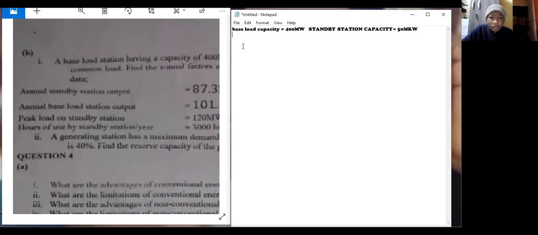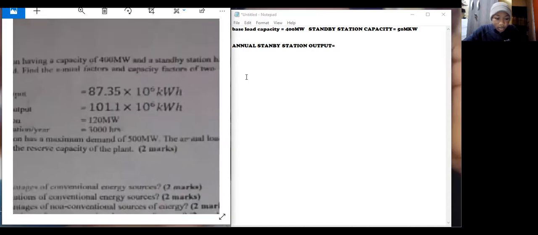from the following data. So now they also told us that the annual standby station output equals, from here, 87.35 times 10 raised to the power 6. The unit is in kilowatt hour.